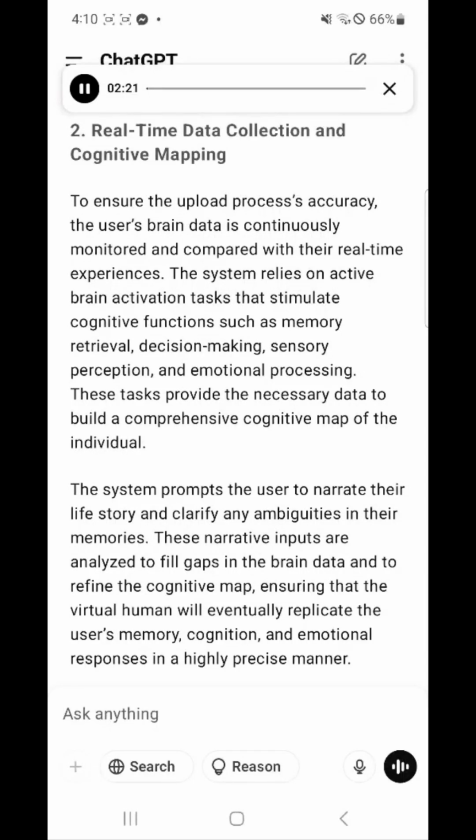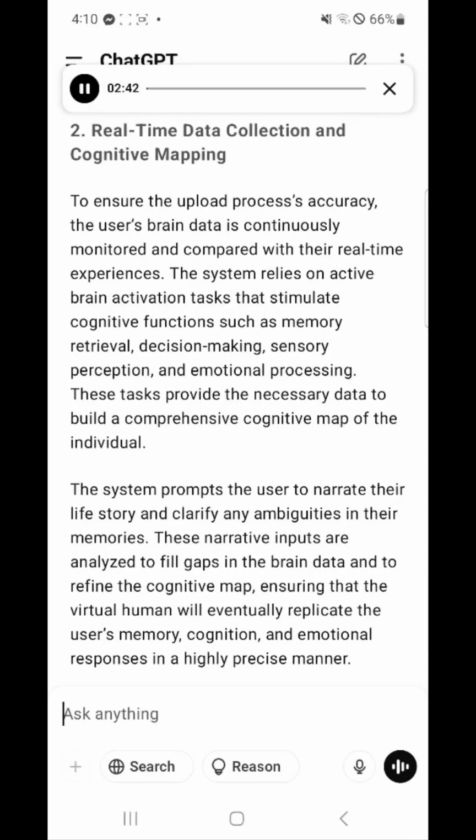The system prompts the user to narrate their life story and clarify any ambiguities in their memories. These narrative inputs are analyzed to fill gaps in the brain data and to refine the cognitive map, ensuring that the virtual human will eventually replicate the user's memory, cognition, and emotional responses in a highly precise manner.